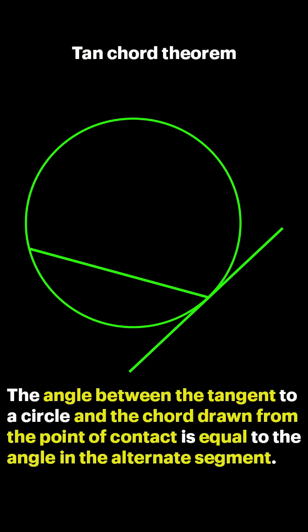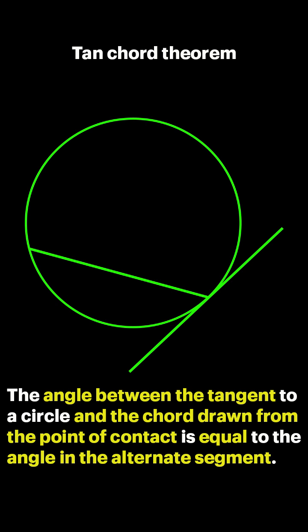The chord theorem says that the angle between the tangent to a circle and the chord drawn from the point of contact is equal to the angle in the alternate segment. Let us unpack this theorem and understand what it means.